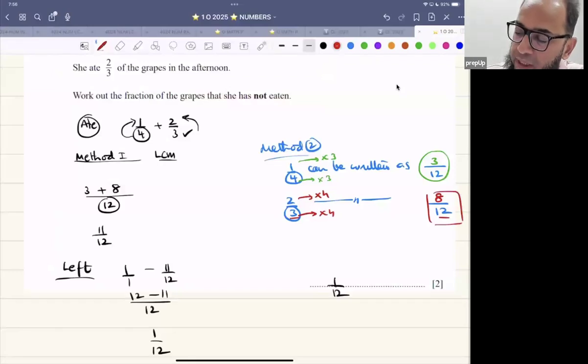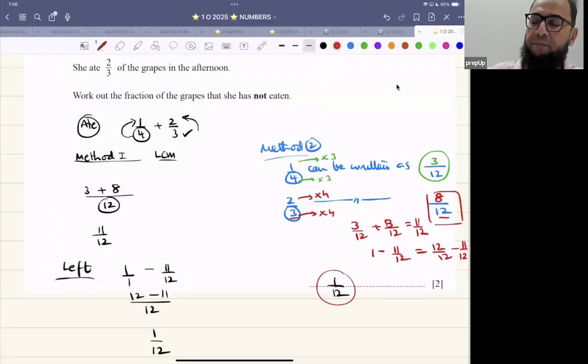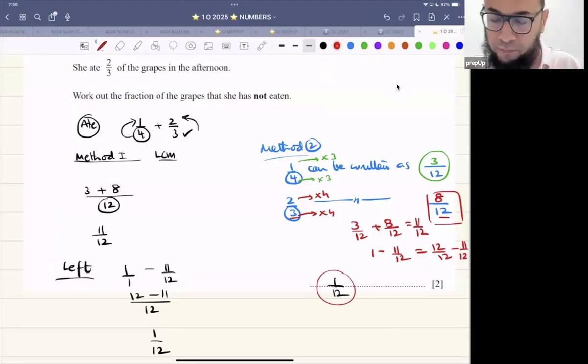They have the same denominator. So 3 over 12 plus 8 over 12, that is 11 over 12. 1 minus 11 over 12, that's 12 over 12 minus 11 over 12, which is 1 over 12. Your choice. Again, just giving you the ideas.